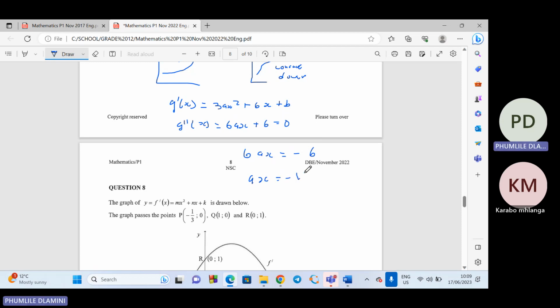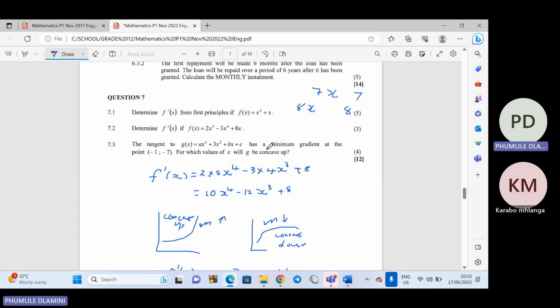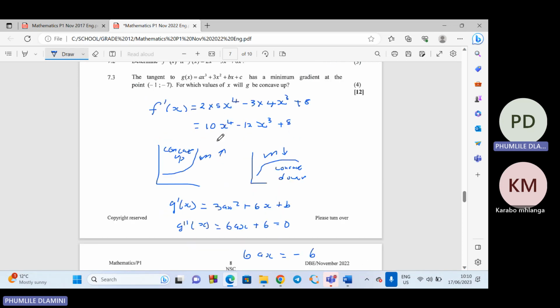So ax equals negative 1. If we substitute x equals negative 1 here, we get negative a equals negative 1, then our a is going to be equal to 1. So now we've substituted 1 as the minimum. If a was positive and we get x equals negative 1, this means the graph was going to be concave down. But in this question, they didn't ask us to check that. They are asking that it has a minimum gradient at the point here, for which value of x will g be concave up?